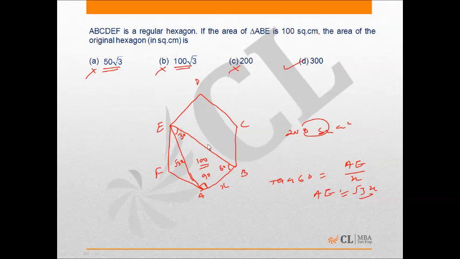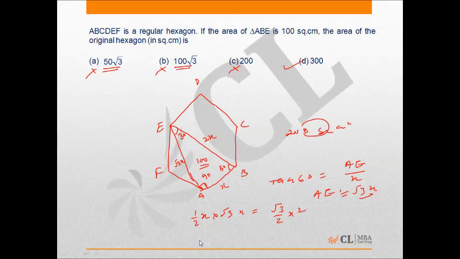Now using the Pythagoras theorem we will get BE as 2x. So the area of triangle ABE will be 1 by 2 into base, which is x, into height, which is root 3 x. This comes out to be root 3 upon 2 x square.